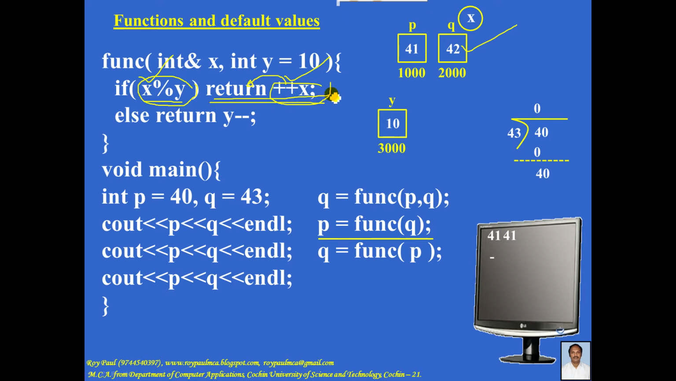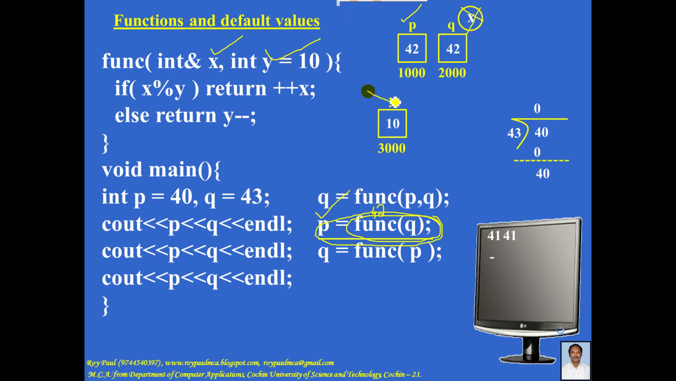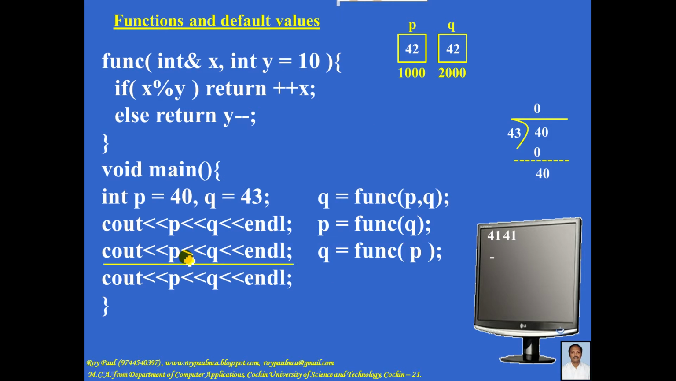So return 42. And to where is 42 returned? To the point from where the function was called. So here you get 42, that is assigned to p, so your p contains 42. Finally, when the control comes here, remember names x and y do not exist. Next line. Here you get the answer. cout output operator p. There is no output operator space here. So output operator q. p is 42, q is 42. So you get 42, 42. And because of endl, the cursor goes to next line.